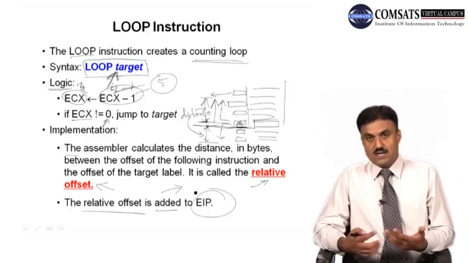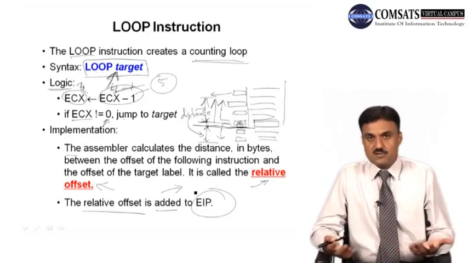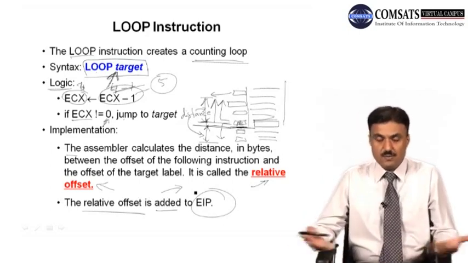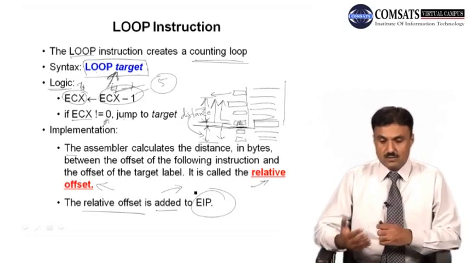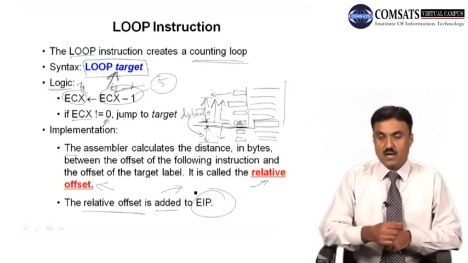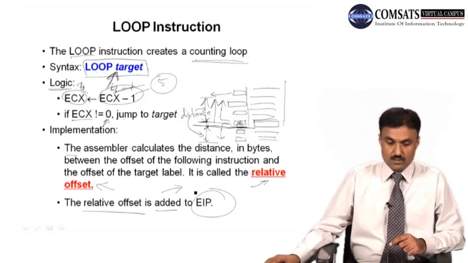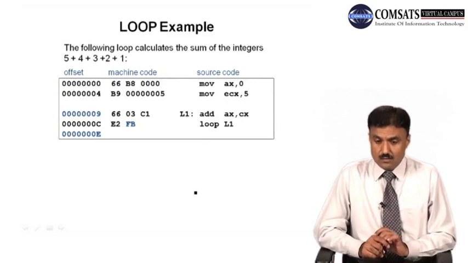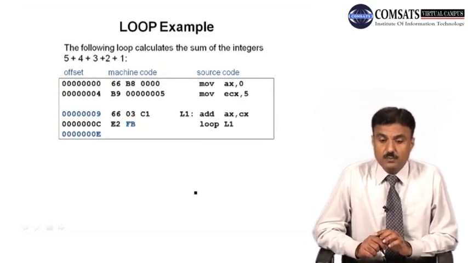In case it is subtracted, it is not actually subtracted. We convert it into the 2's complement, and again we add. So this offset can be positive and can be negative, which we calculate. That is called the relative offset. So for example, we have the loop example here.